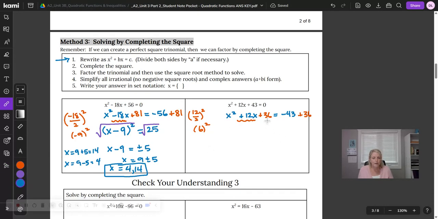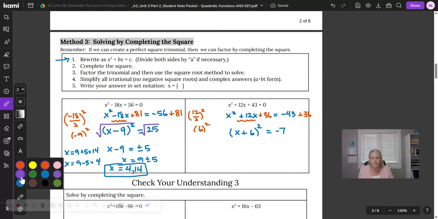And now I can factor my perfect square trinomial. The square root of x squared is x. My b term is a positive. The square root of 36 is 6. And this quantity needs to be squared so that when I FOIL this, it gives me this trinomial. And then negative 43 plus 36 is a negative 7.